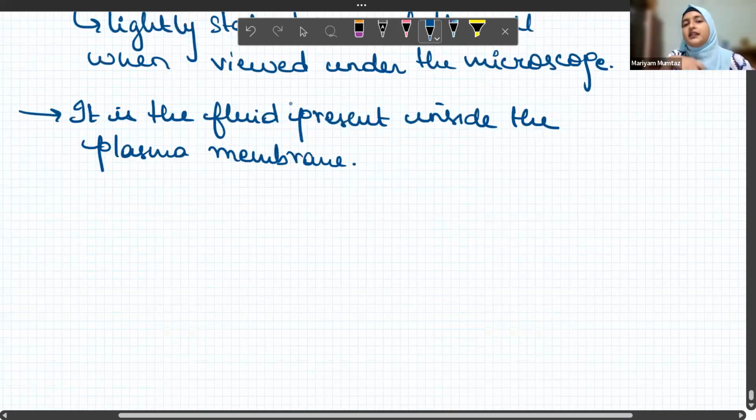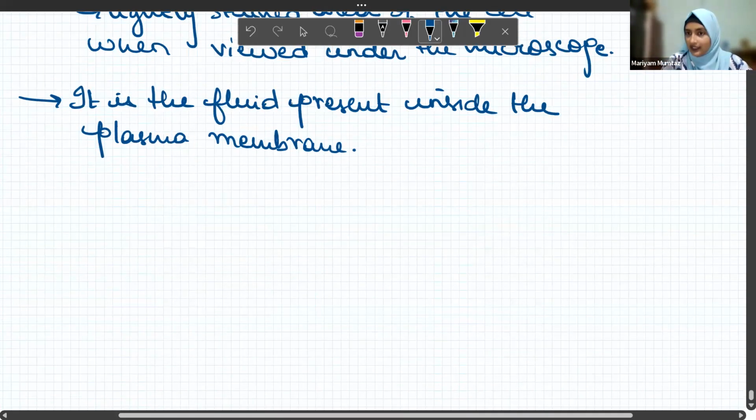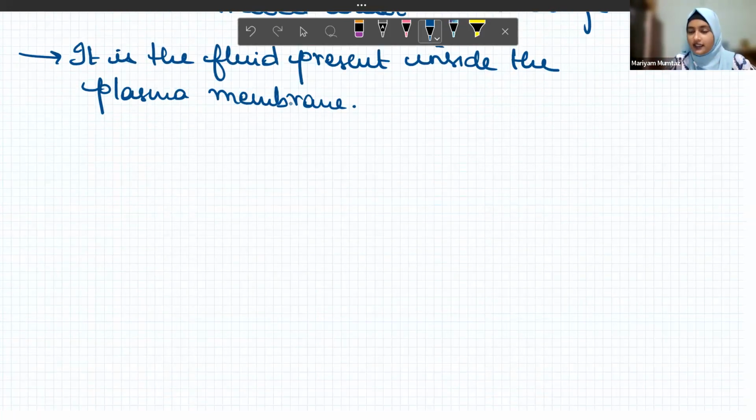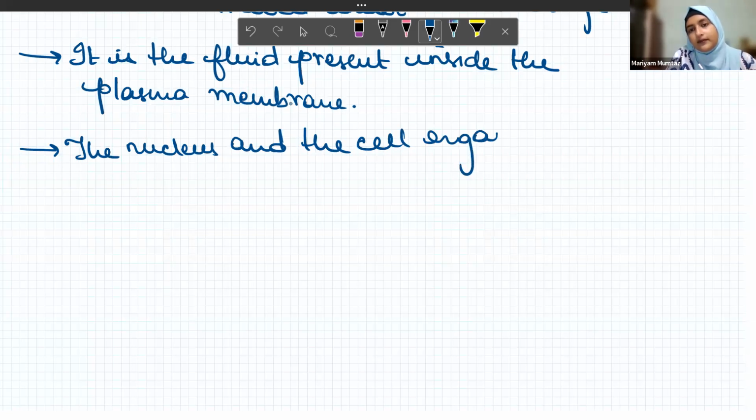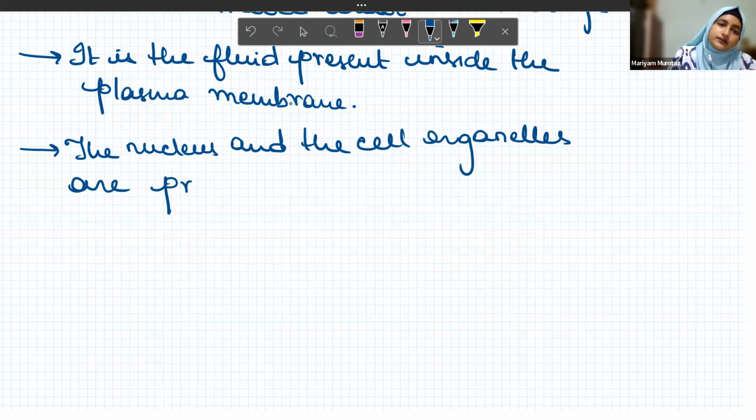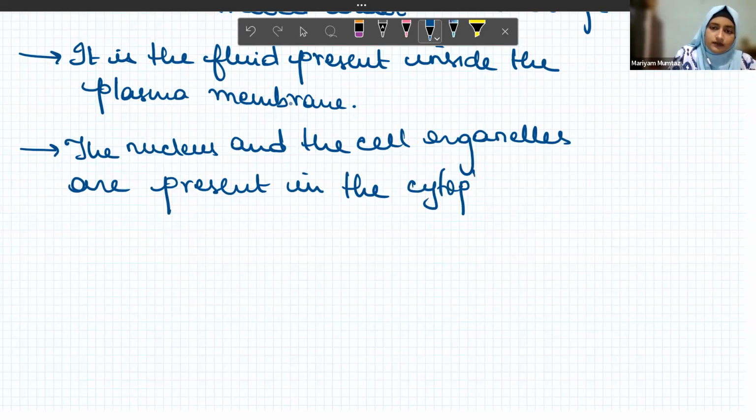You also gave me another point, where you said that the nucleus and the cell organelles are present in the cytoplasm, which was very correct. So you'll write that also: the nucleus and the cell organelles are present in the cytoplasm. Clear?